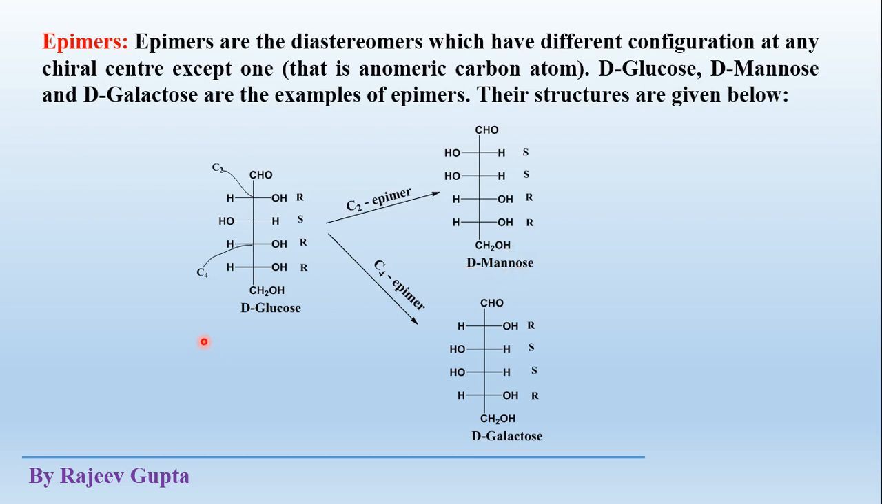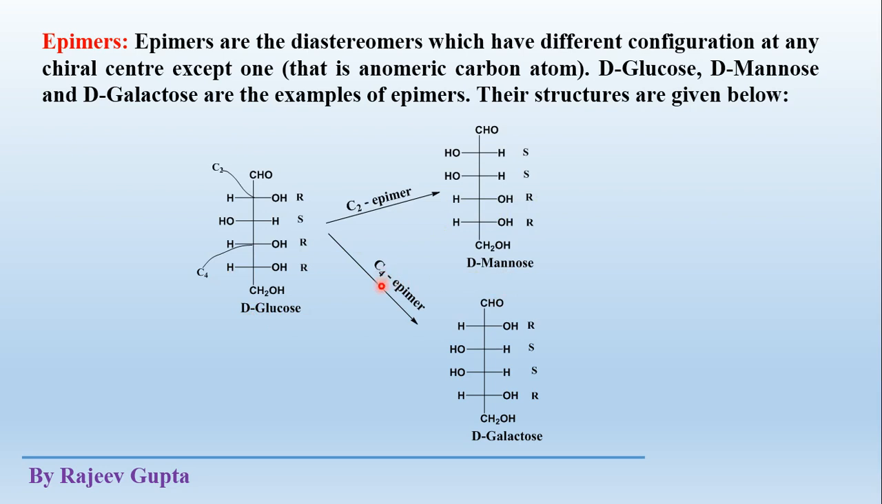Why is it also D? See, it is D, and this is also D. Both are D, because in this relative configuration system we assign D where the OH group on the highest number chiral center is situated at the right hand side. In D-mannose it is at the right hand side, and it is also at the right hand side in D-glucose. So both are D, but both are epimers, C2 epimers. So the names of the two stereoisomers are different: this is D-glucose, this is D-mannose.